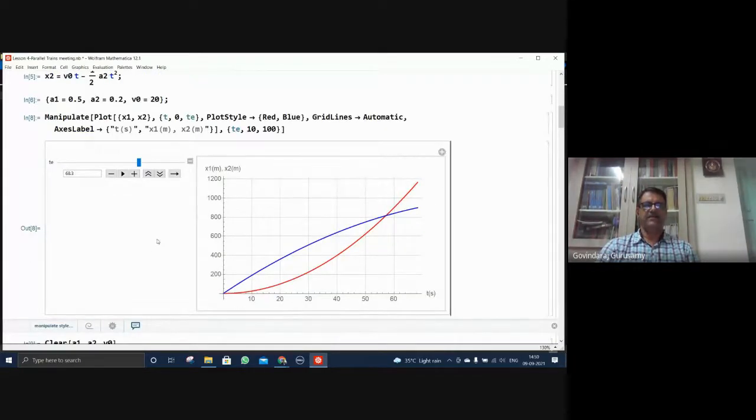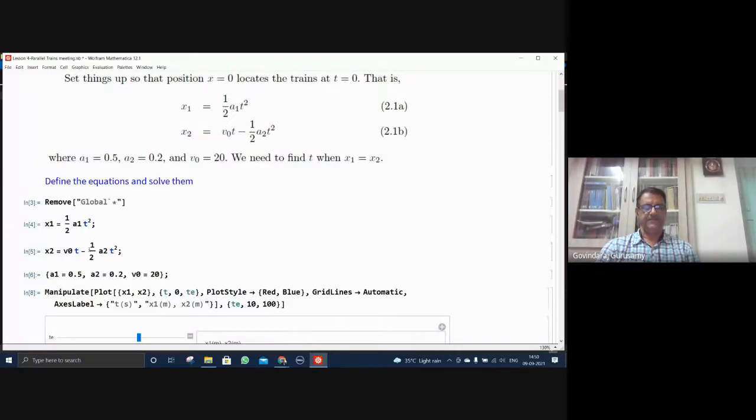I can explore it now by changing the number here. Put A2 equal to minus 0.2, because already there is a minus sign, minus plus. So A2 becomes a positive value. It is going with an acceleration speed. If that is the case, are they going to meet?